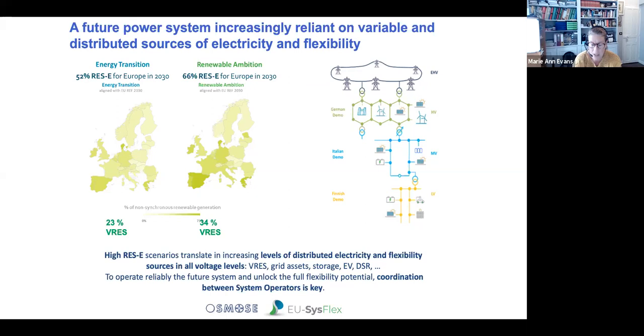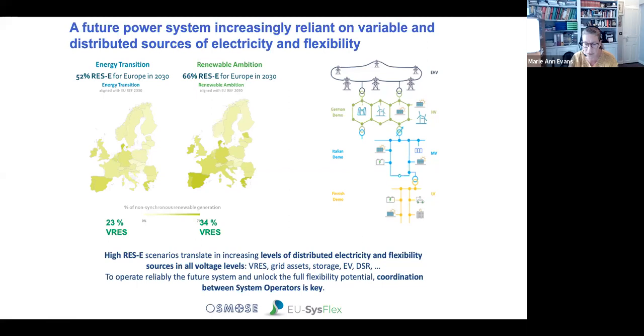They're essentially decentralized, localized where the resource is, wind and solar, but also high levels of distributed flexibility sources, because these sources are connected at all voltage levels. And as you can see in the little figure on the right of the screen, which is illustrating three of the demos of the project, many of the flexibility sources, from variable RES to grid assets to batteries to electric vehicles to demand side response, are connected to lower voltage levels.